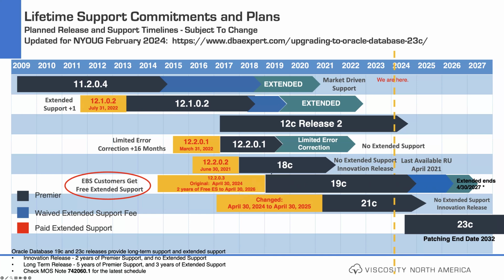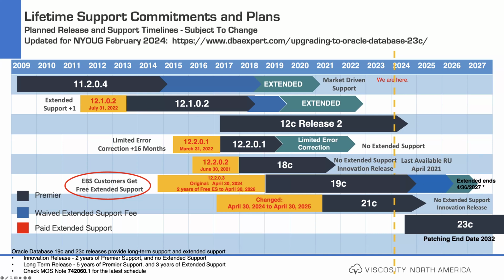A few months ago, if you were to look at this slide, it would actually say 2025. So this update's recent. Original was 2024, so you can actually see that there's been 2 years of extended support that's been given to everybody. But if you look at the end of the extended support, it still ends in 2027. So once this ends in 2027, we're going to be going into market-driven support, just like what 11.2.0.4 and 12.1.0.2 went to.